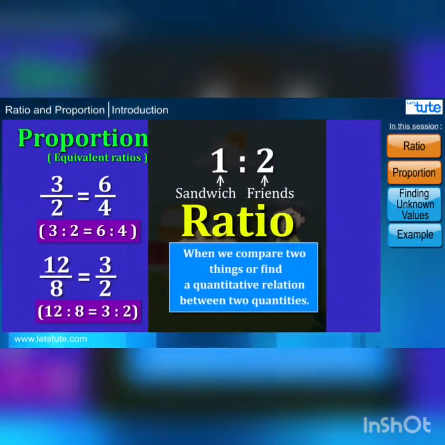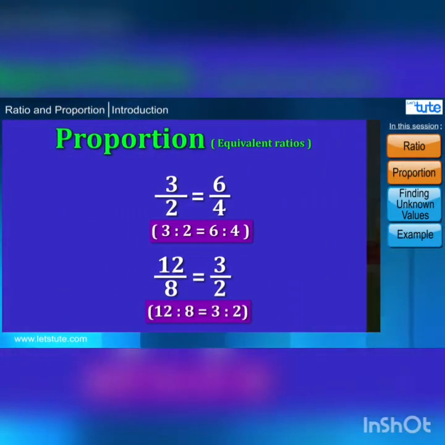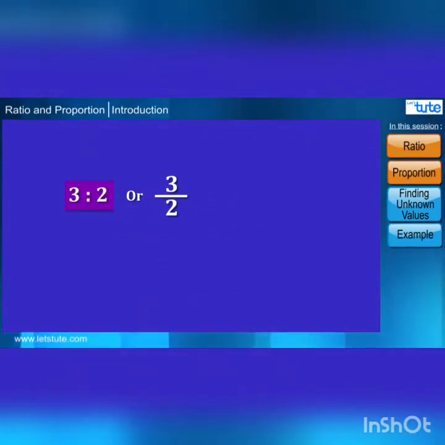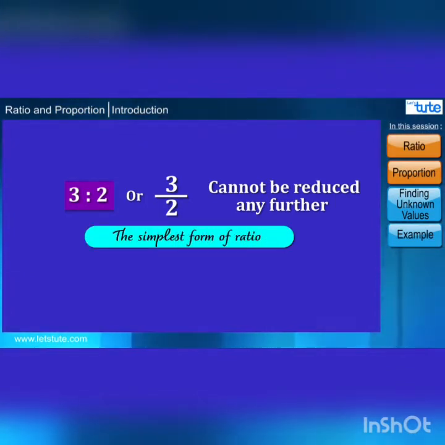Now we know what is ratios and what is proportion, right? And also the difference between them. Here, when we look at the same example, 3:2 cannot be reduced any further, right? So when a ratio cannot be reduced any further, then it is known as the simplest form of ratio.